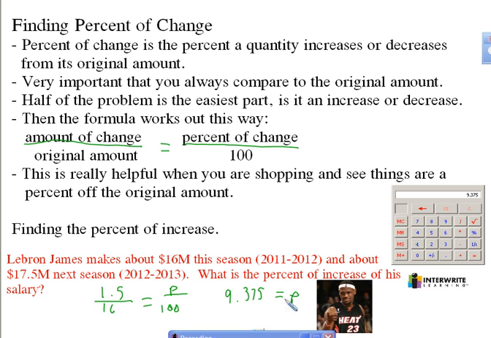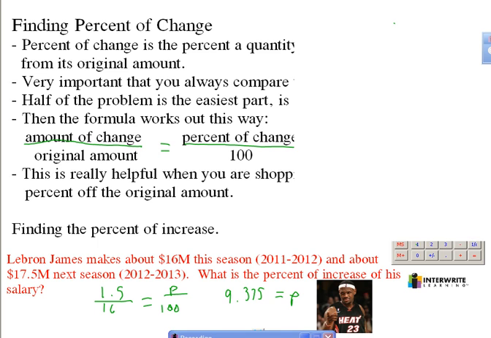That makes sense because this is about a 10% change, because it's about 1.6 more. And again, we want to check our answers. 1.6 would be 10%. This is close to 10%, not quite, but close to it. So it makes sense to check your answers.